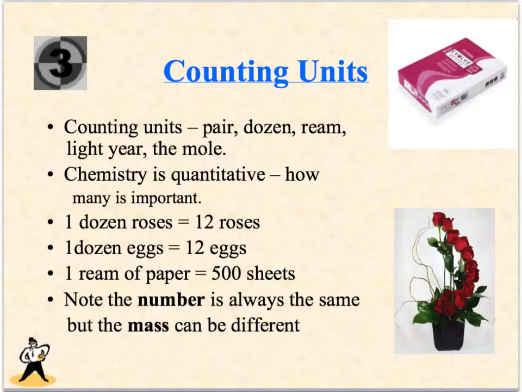The mole is a type of counting unit. You are probably already familiar with a lot of other types of counting units, such as pairs, which means 2, dozens, which means 12, reams, which means 500, light years, and then the mole is just another type of counting unit. Chemistry is a quantitative subject. That means that we're concerned with how many or how much of something you have, similar to in math.